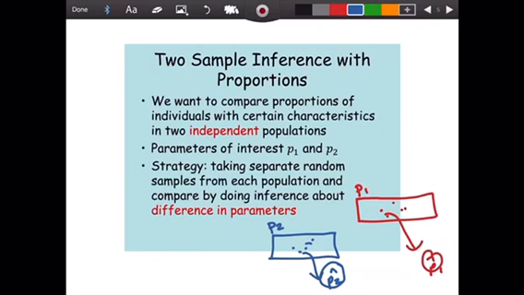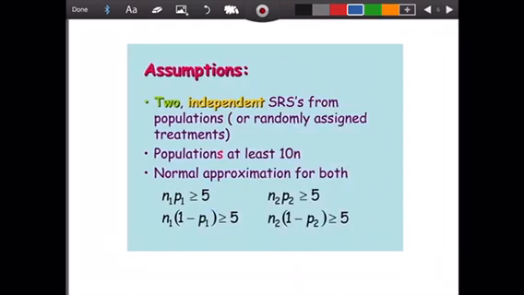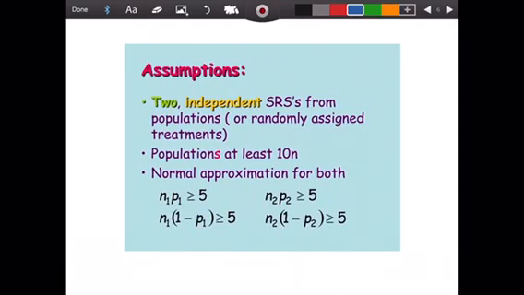Remember, when we do any type of inference, when we calculate sampling distributions, confidence intervals, or hypothesis tests, we have to check our conditions or assumptions first. So for two sample proportions, for two independent samples, we have three assumptions. The first assumption is that we have two independent random samples from our populations, or if we're doing an experiment, we have two independent randomly assigned treatments. The key here is that these populations are independent of one another, or in the case of treatments, those are.